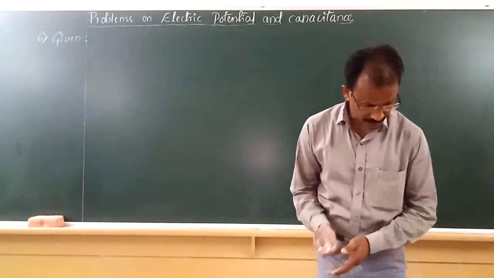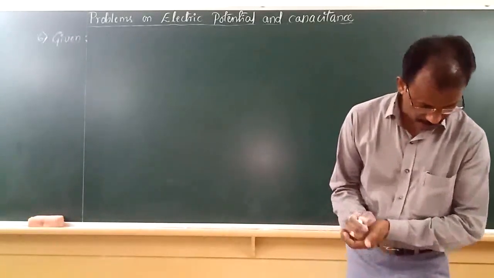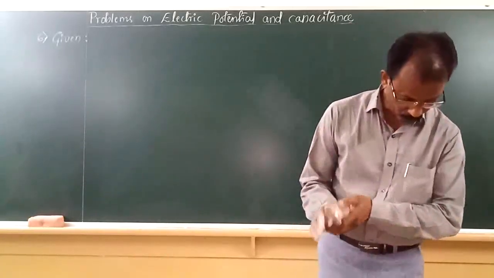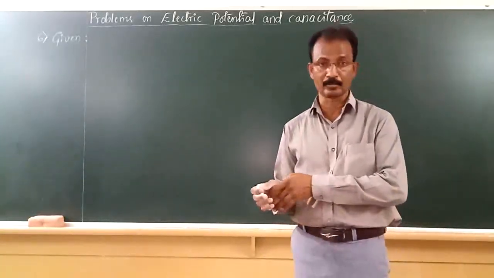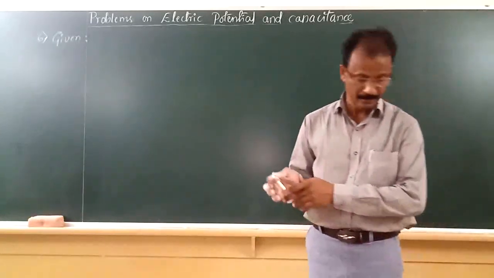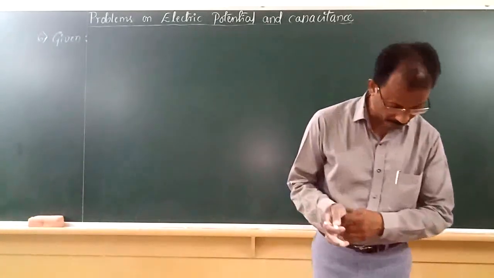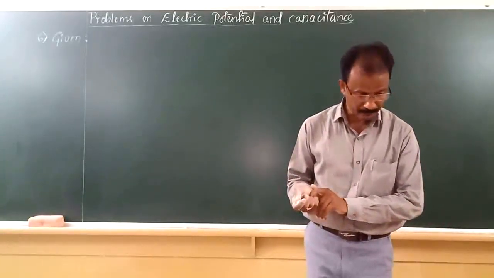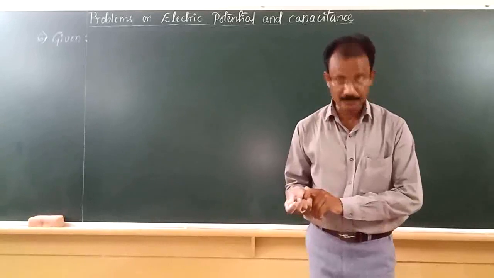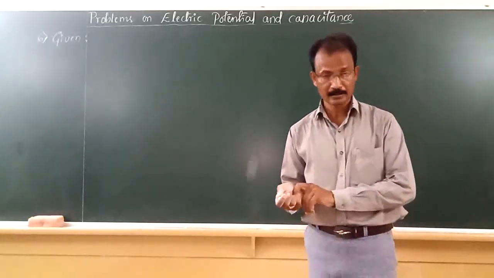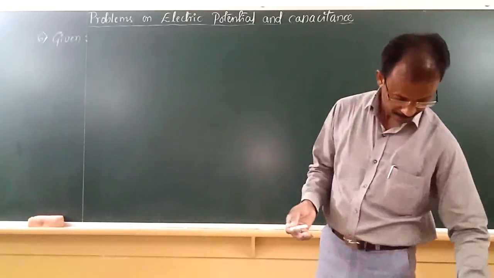ABCD is a square of side 0.2 meter. Charges of minus 2 into 10 raised to minus 9 coulomb, 4 into 10 raised to minus 9 coulomb and 12 into 10 raised to minus 9 coulomb are placed at corners A, B and C respectively. Calculate the work required to transfer a charge of 4 into 10 raised to minus 9 coulomb from D to the center of the square. That one is rather same.